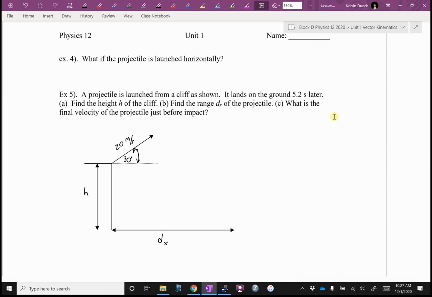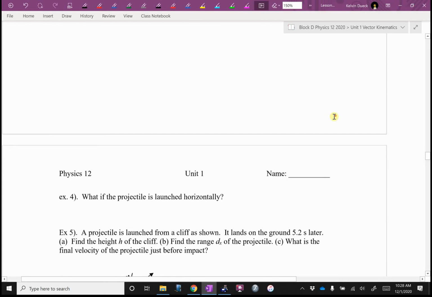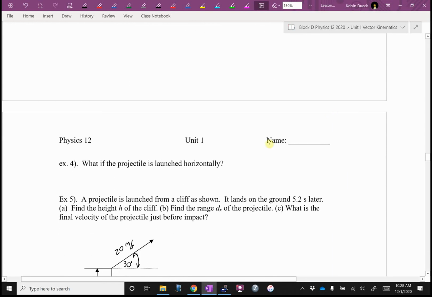What if the projectile is launched from a cliff horizontally? Well, let's dollop over here. If we're launched horizontally from a cliff, let's say, I'll make this up, 30 meters per second, just making up numbers. What's Vx exactly? 30. What's Vy initial exactly if we're launched horizontally from a cliff? 0. Which makes it way easier.